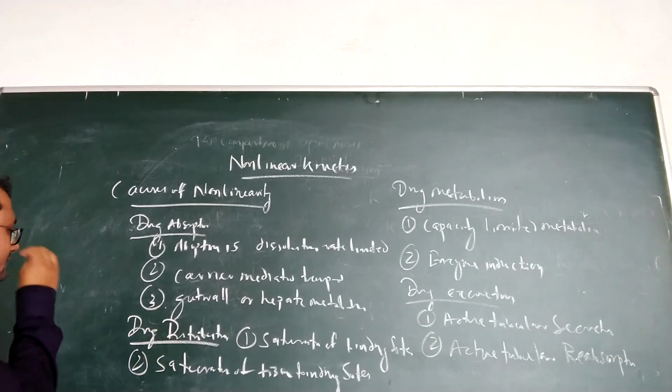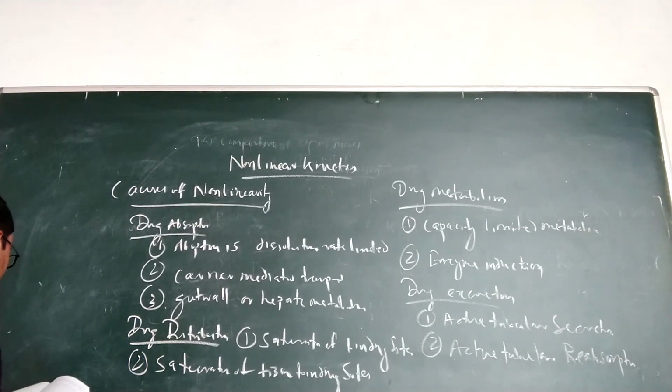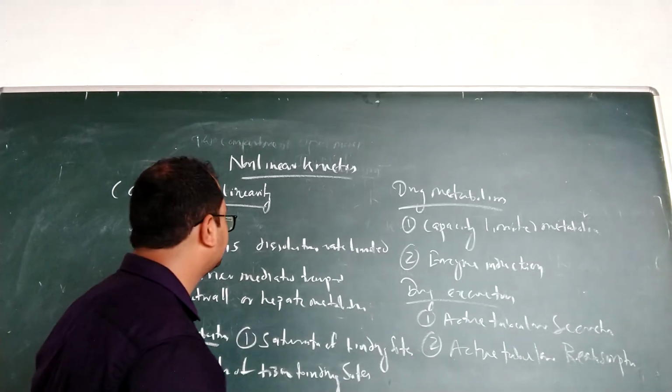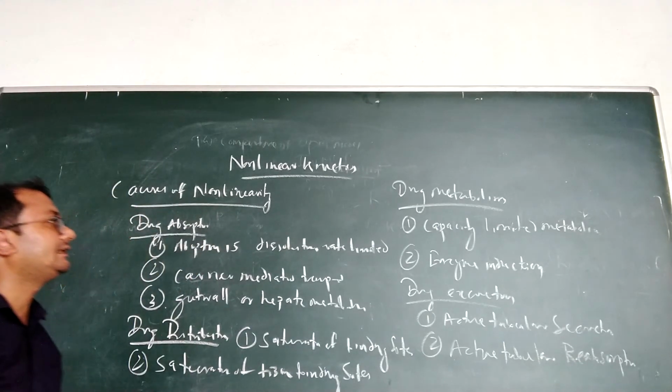So that's why we say saturation of binding sites of the protein. The next one is saturation of tissue binding sites. Many drugs like thiopental and fentanyl will show saturation at the tissue binding sites. So that's why we will see non-linearity.